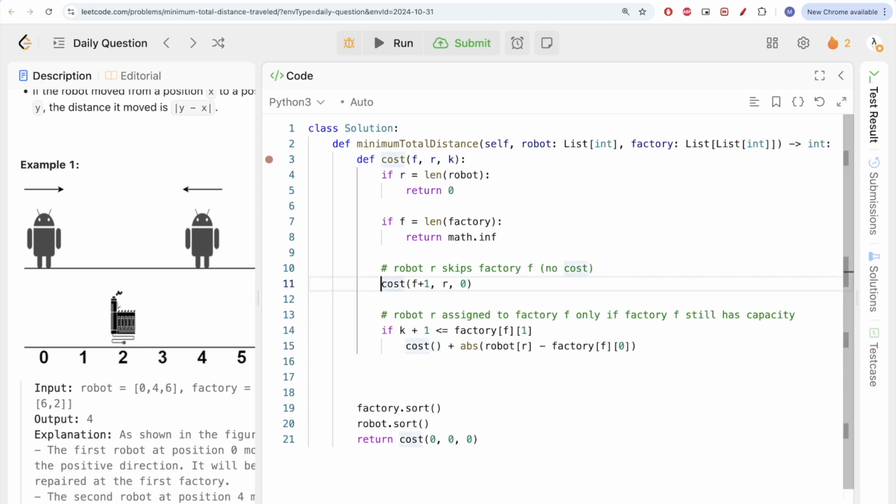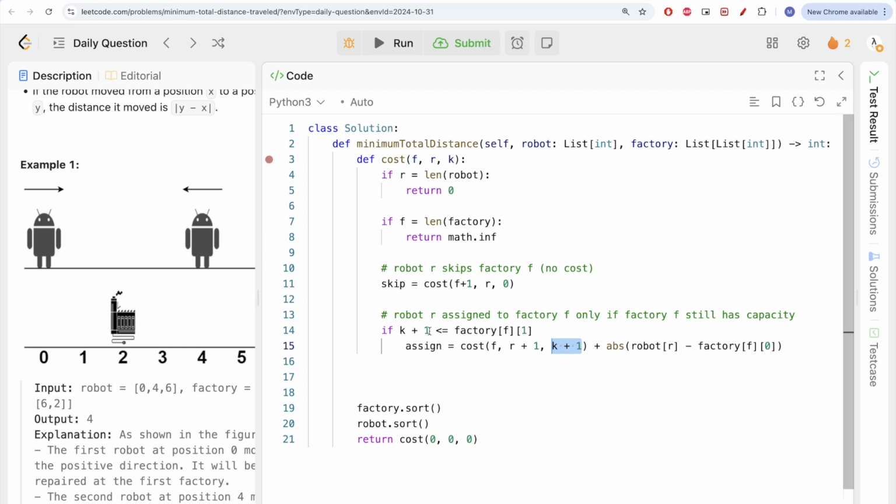Now let's call this skip choice. And this is the assigned choice, right? Now for the assigned choice, we stay in the current factory because maybe it still has capacity. We go to the next robot because we already assigned the current robot to factory F, and we increment the number of robots assigned to the current factory, right? Because we just assigned robot R.